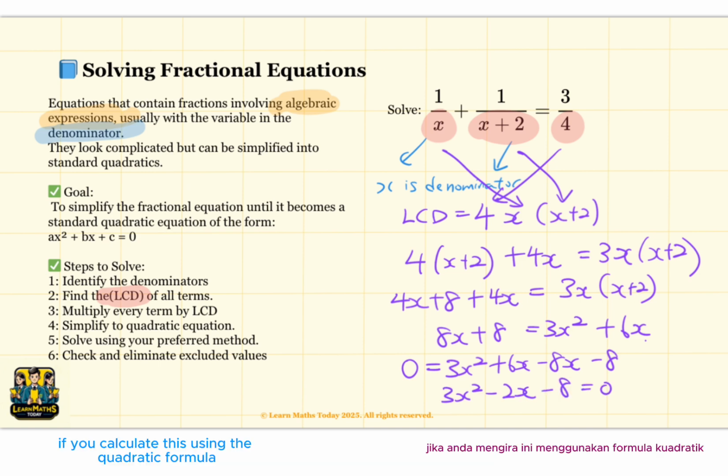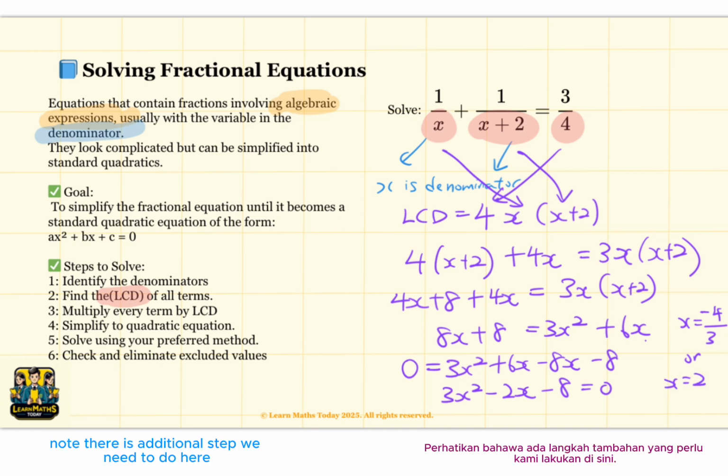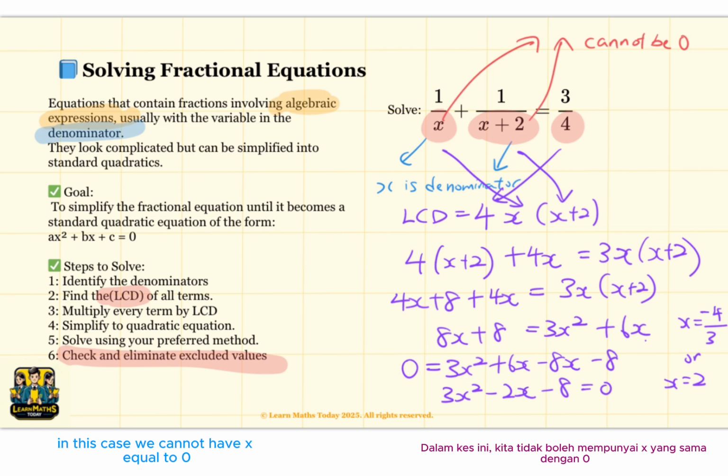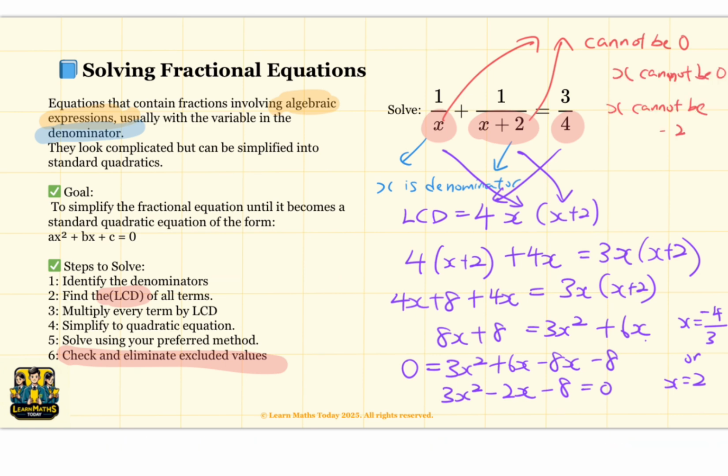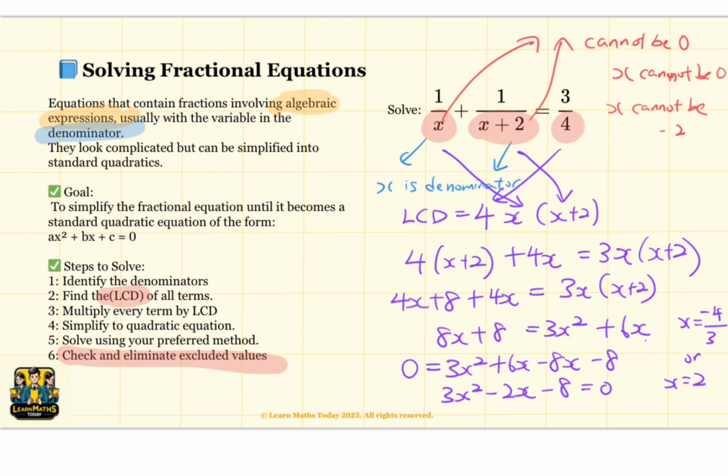If you calculate this using the quadratic formula, you will get x equal to minus 4 over 3 or x equal to 2. Note there's an additional step we need to do here. We need to check that our solutions do not make any of the original denominators 0. In this case, we cannot have x equal to 0 and we cannot have x equal to minus 2. Since the solutions just now do not equal these values, we can keep all the valid solutions.